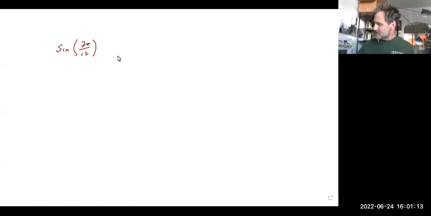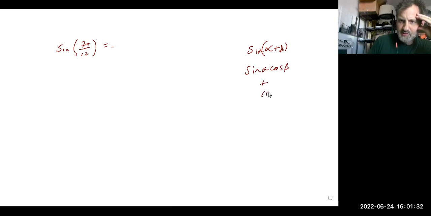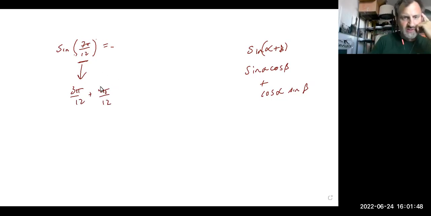Okay, so sine, that's going to be sine, cosine, plus cosine sine. So really I need to visualize this as a sum. I can use a difference, but I'm thinking of 3/12 and 4/12. So your fraction knowledge comes into scrutiny because it's hard to imagine breaking that apart if you're not feeling good about fractions. This, of course, is pi-fourths, and this is pi-thirds.